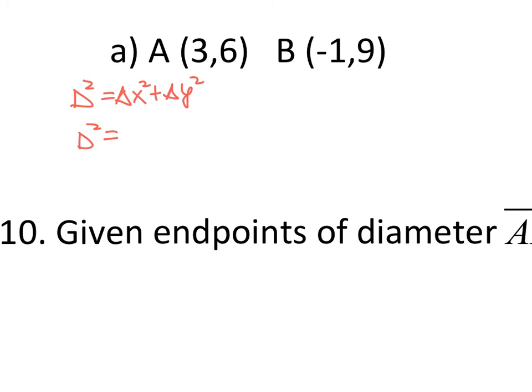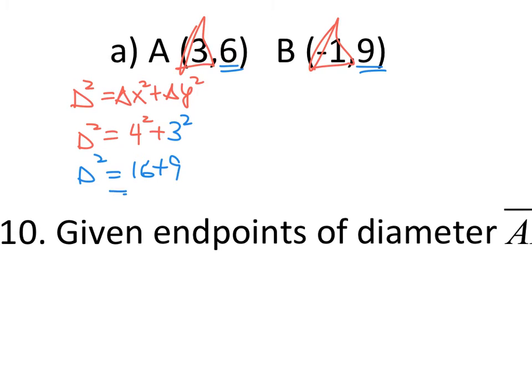distance squared, the change in x goes from 3 to negative 1. So that changes by 4. Whether it goes up or down, it doesn't matter for the distance. Then the change in y values go from 6 to 9, so that changes by 3. So the distance squared is 16 plus 9, which is 25. Square rooted, that distance is 5.